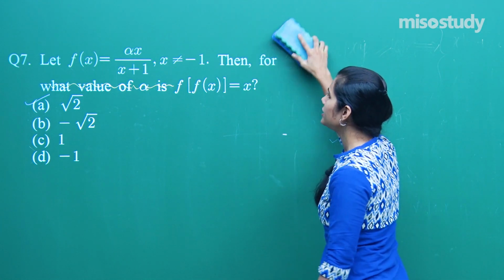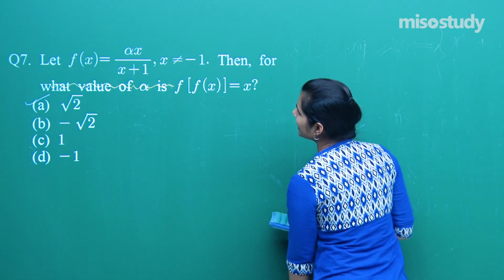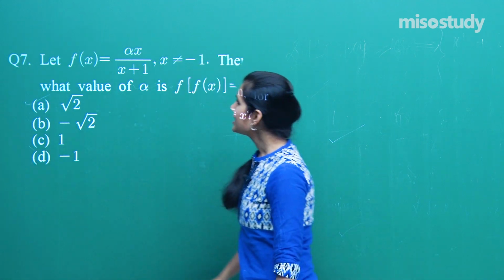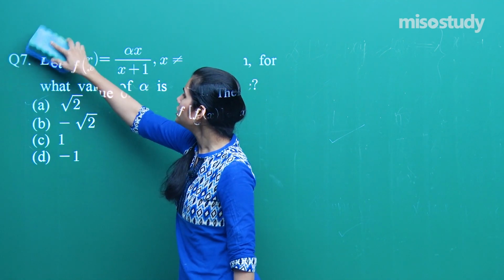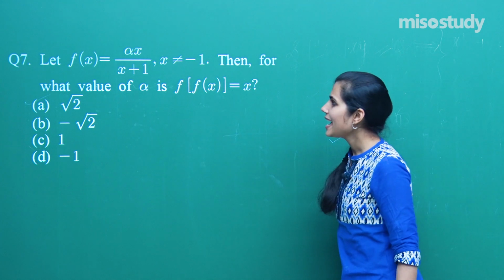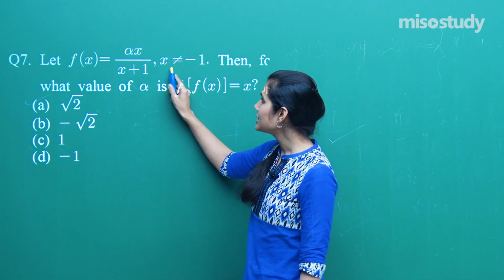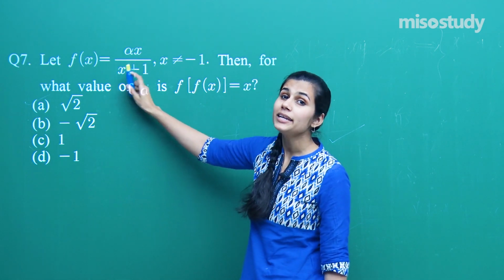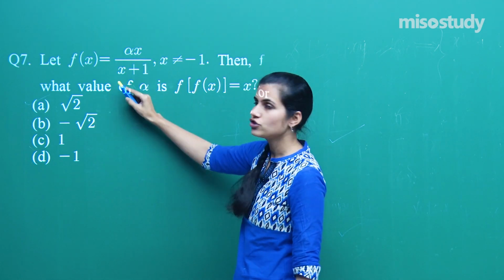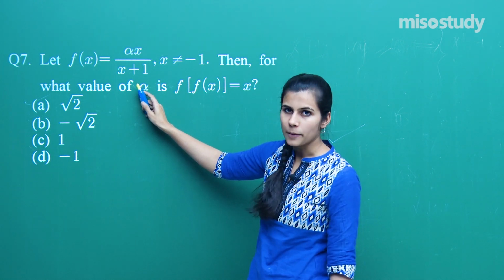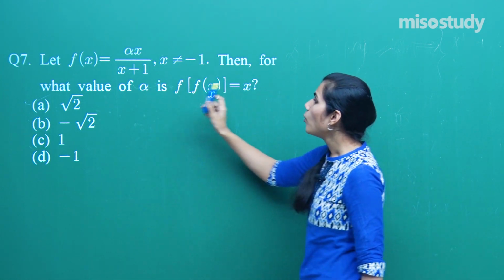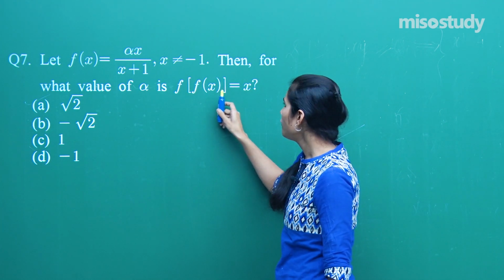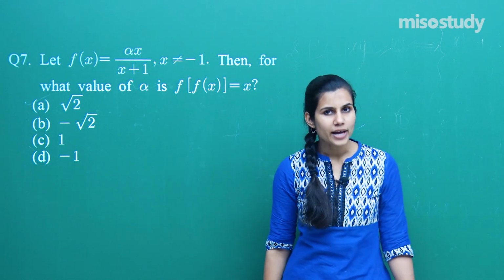Question number 7 is trying to give you an expression of the function in some unknown. It is saying that f of x is equal to alpha x upon x plus 1, where obviously x is not allowed to be minus 1, because if you put x equals minus 1 you get denominator as 0 and therefore this expression doesn't land inside real numbers. Then for what value of alpha is f of x equal to x?